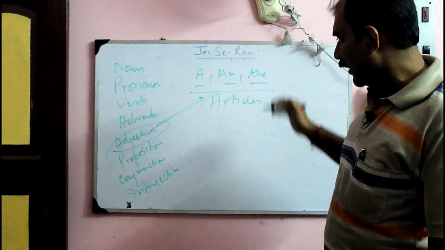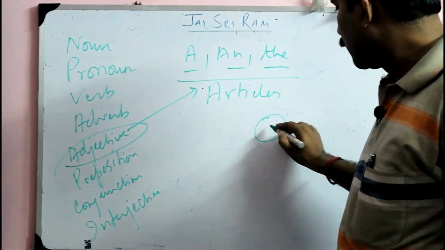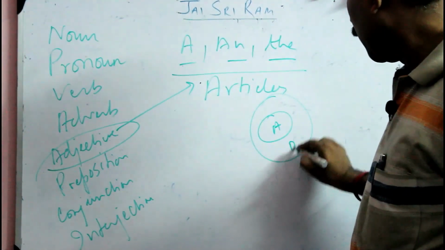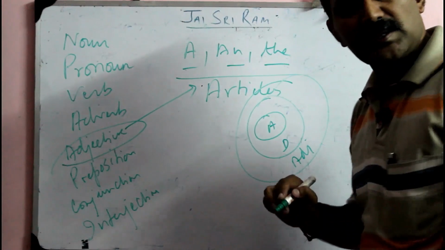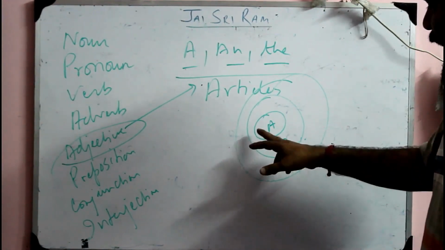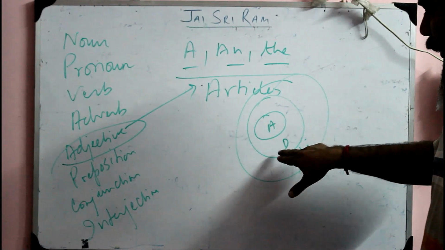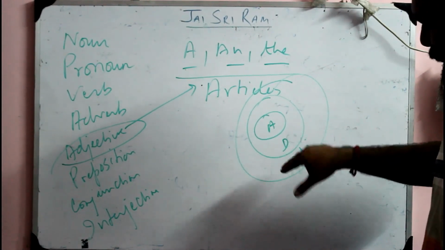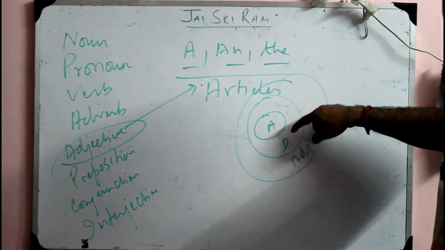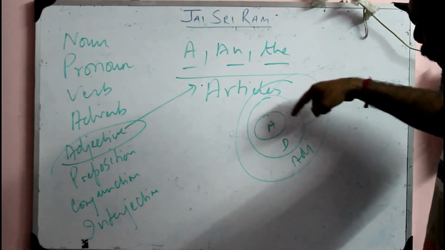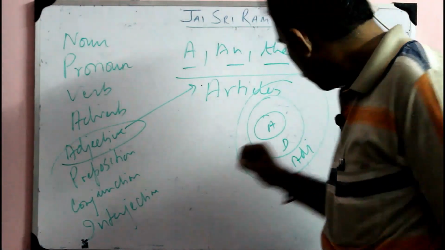Now I am drawing a Venn diagram to clarify this point. A, D, ADJ. Okay, the inner circle refers to articles. The next circle, determiners. The next circle, adjectives. So you see, all articles are determiners, but all determiners are not articles. Similarly, all determiners are adjectives, but all adjectives are not determiners.